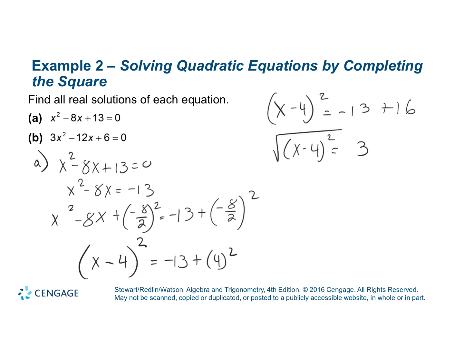Now I'm going to take the square root of both sides, and I get x minus 4 equals plus or minus the square root of 3. And then I add the 4 on both sides, and I get x is equal to 4 plus or minus root 3. Notice there are two answers here. One is positive and one is with a negative root 3.